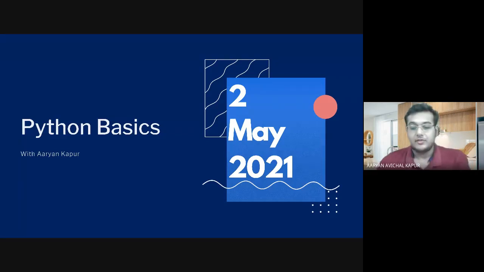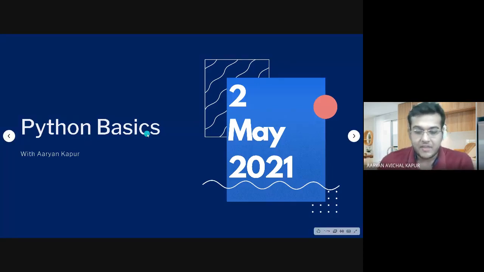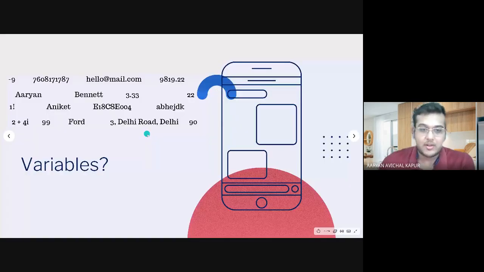So we'll start with the second lecture of Python basics. Now we'll be talking about variables. Above there are a few figures. These are random details: there is my name, some address, the name of a brand, a number, a negative number, a lot of things. These all are values, correct?